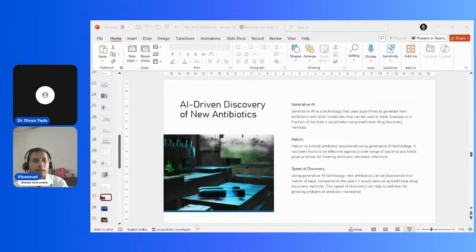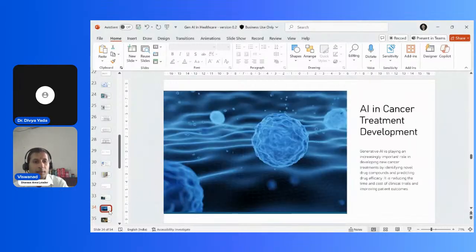Similarly, another important area is cancer, which is constantly evolving, right? GenAI is also playing an increasingly important role in developing new cancer treatments by identifying novel drug compounds and predicting efficacy, and it reduces the time and the cost of clinical trials, because cancer trials are done on a very small scale, like 10 to 15 patients, and relatively quicker, since we do not have many patients available.